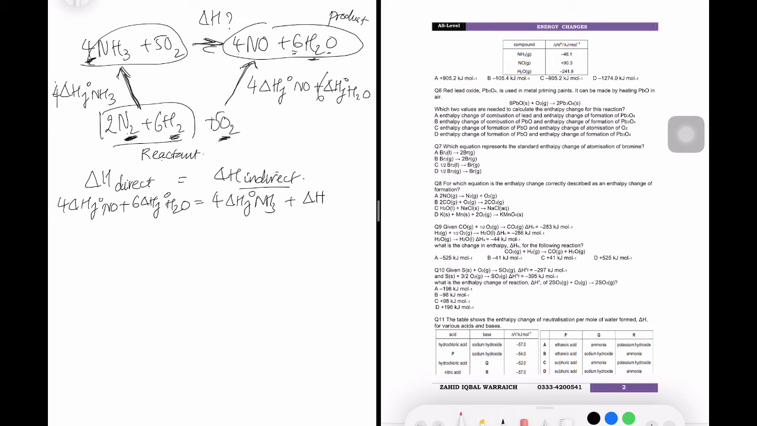Okay, so just plug the numbers in. For NO, you will have 4 times 90.3 plus 6 times, for water, minus 241.8. And that equals 4 times, for NH3, minus 46.1, plus the unknown delta H. So you know what to do, right? Just take out your calculator and see what you get.